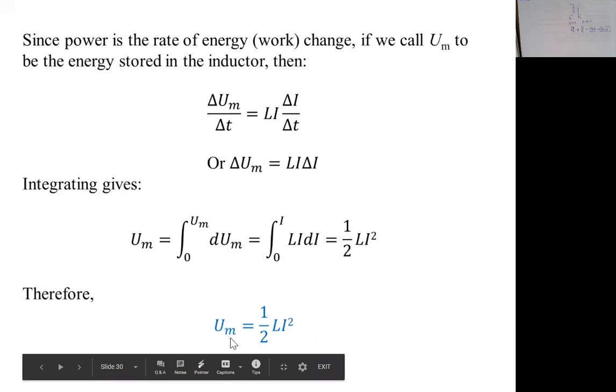So the energy in this inductor is equal to 1/2 L I squared. L is the inductance of it, and I squared, where L will be a constant and I will be the current. So the energy stored in an inductor will be equal to 1/2 L I squared.